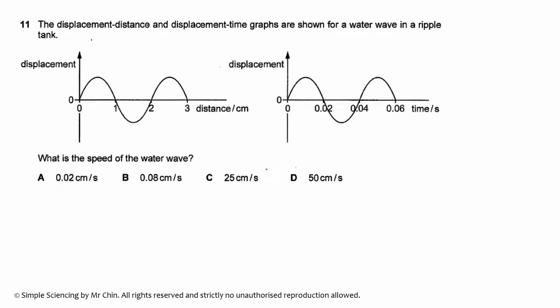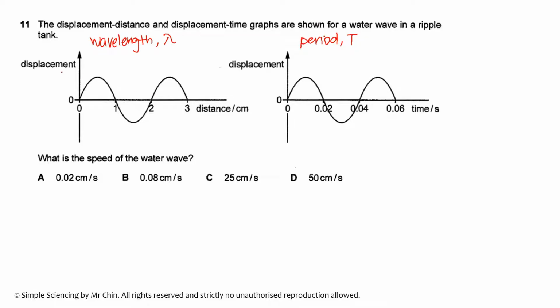Question 11. The displacement-distance and displacement-time graphs are shown for a water wave in a ripple tank. What is the speed of the water wave? You are given the displacement-distance graph, and from here you can actually find the wavelength, lambda. And the displacement-time graph allows you to find the period of the wave, which is denoted by T.